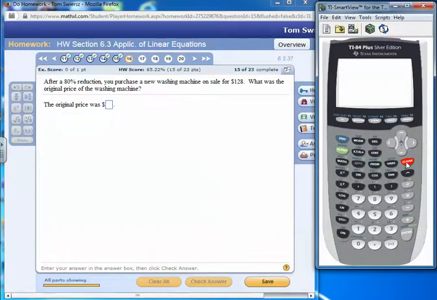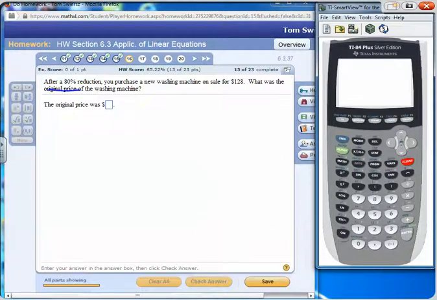All right, let's look at problem number 16. After an 80% price reduction, you purchase a new washing machine on sale for $128. What was the original price of the washing machine? Okay, so the original price we don't know. So X equals the original price.